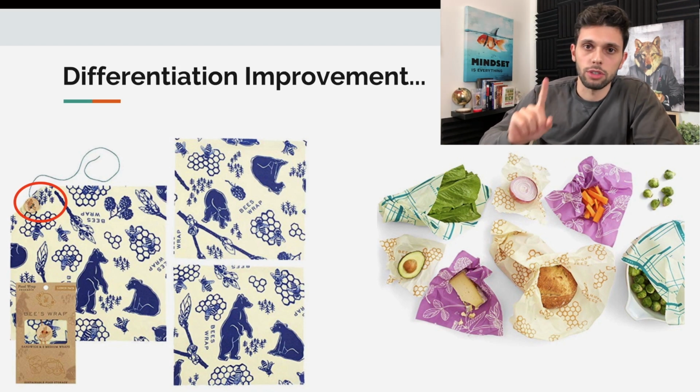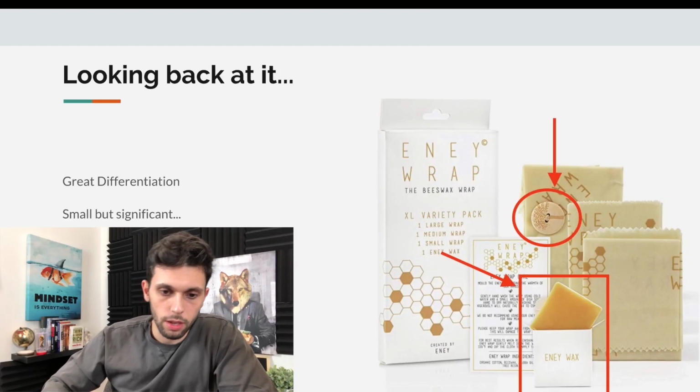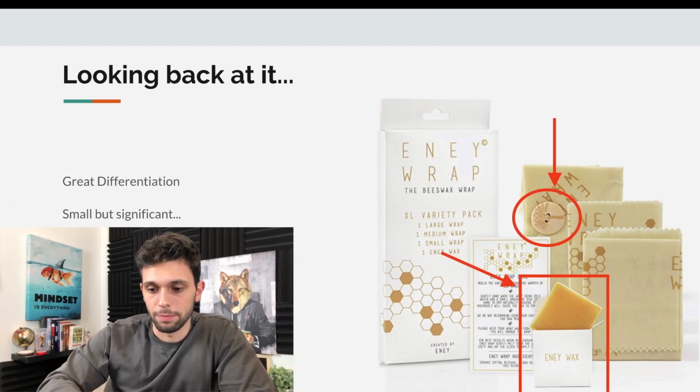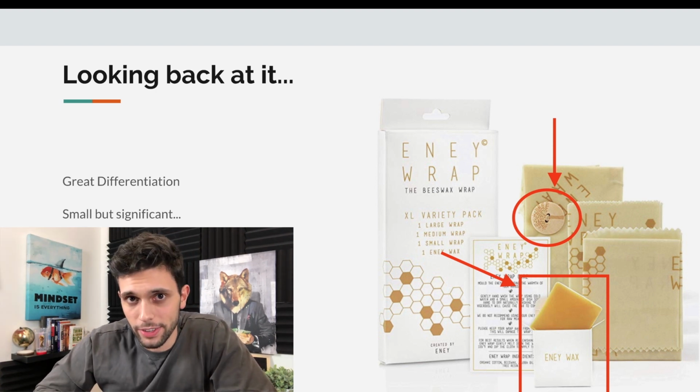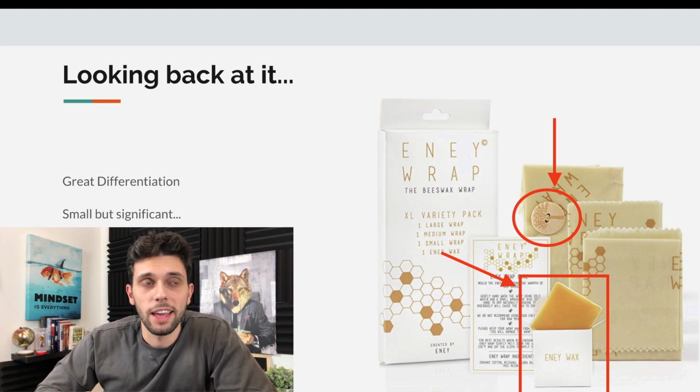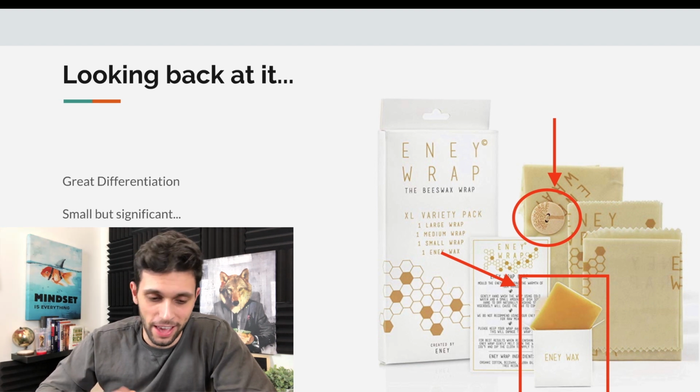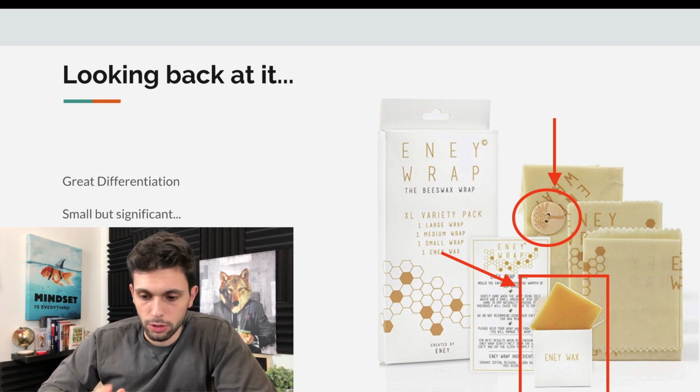So that's how I was going to stop the thing from opening. Now, looking back at it, there was another significant improvement that I didn't think of at the time, and it would have been a very, very good thing if I had thought of it. Looking back, this was a great differentiation.